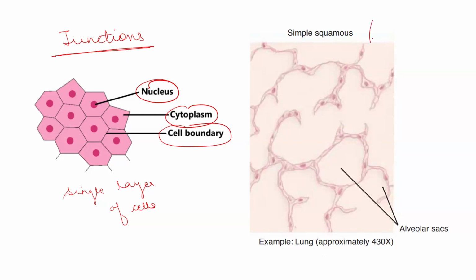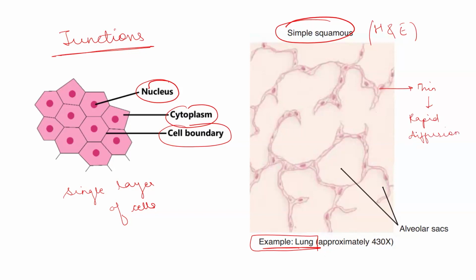This is a figure of a hematoxylin and eosin stained section of lungs. This is a simple squamous epithelium. You can see it consists of a single layer of cells. This is the alveolar sac, the alveolar space present in the alveoli. So this is the lung. This is the H&E image of the lung that shows the simple squamous epithelium, and we can see that this layer is very thin, which allows the rapid diffusion of gases. So this is the simple squamous epithelium present in the lungs.